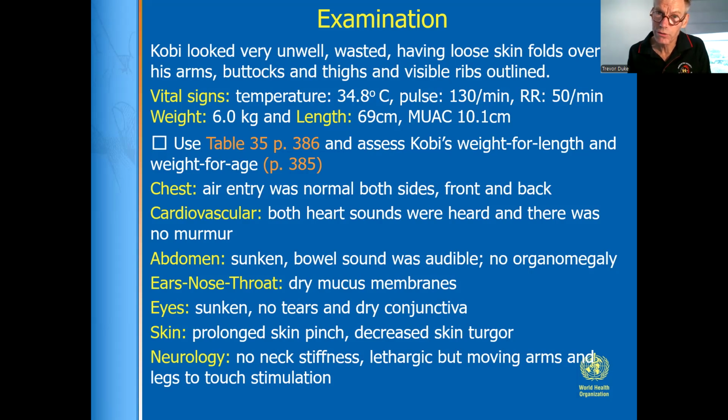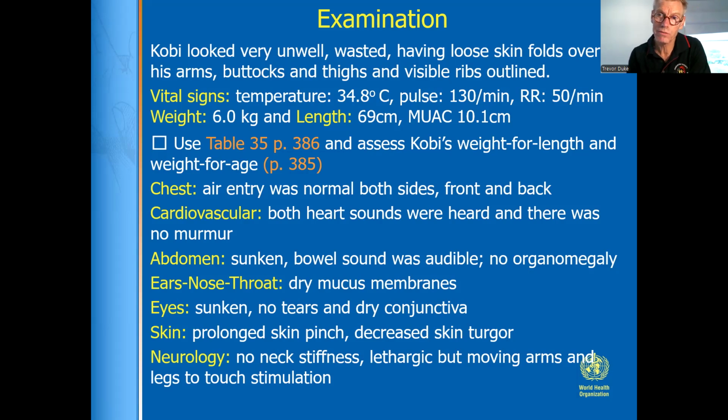His pulse rate was 130 per minute. His respiratory rate, as we saw, was 50 breaths per minute. His weight and his length were measured, and his mid-upper arm circumference was 10.1. In a moment, we'll check what that weight and length actually mean. For those of you who know this, the mid-upper arm circumference in a child over 6 months of age and up to a few years of age should be, if it's less than 11.5, then it suggests the child has severe malnutrition.